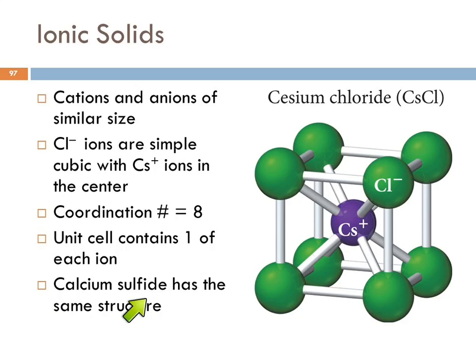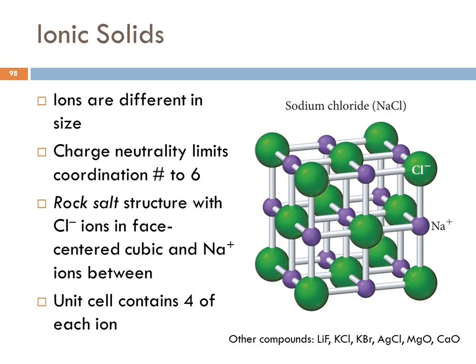Calcium sulfide, those two ions are also similar in size and the same in charge, and so they'll also have that simple cubic. When the ions are differently sized, then you can get things like this happening. So this is the structure of rock salt, which we're actually going to be using to make our ice cream tonight, so I guess there's a tie-in as well. We're going to get this face-centered cubic structure for the chloride ions with the little sodium ions just centered in between. The unit cell contains 4 of the chloride ions and also 4 of the sodium ions.